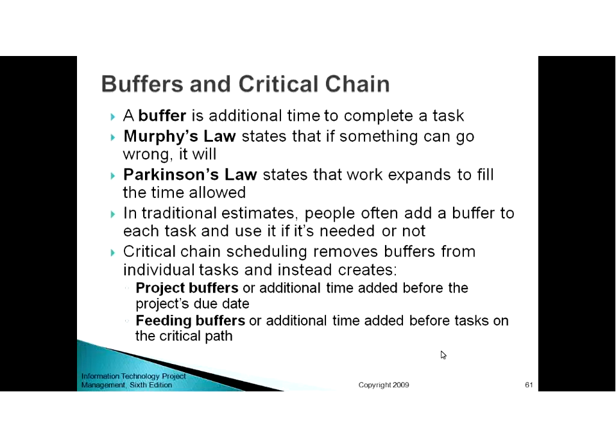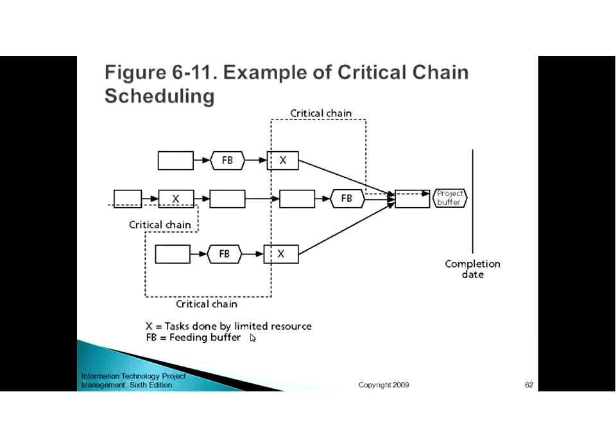Critical chain scheduling removes all the individual buffers and instead creates 2 buffers. One is called project buffer and the second is called feeding buffer. Make a realistic estimate, remove all the buffers added with every task, and make 2 huge buffers. One is the project buffer, which is additional time added before the project due date, and the feeding buffer, which is added before tasks on the critical path.